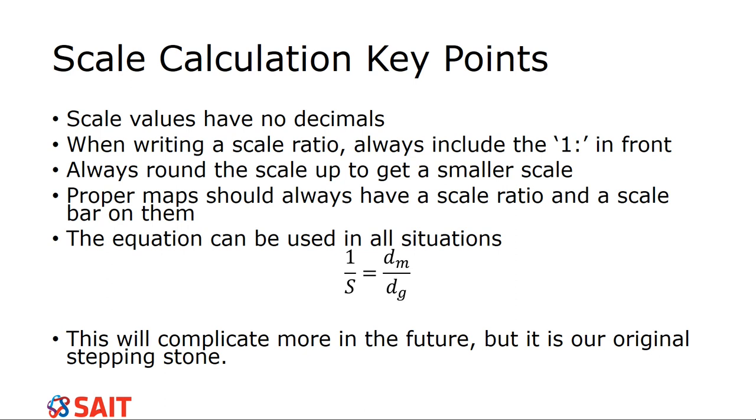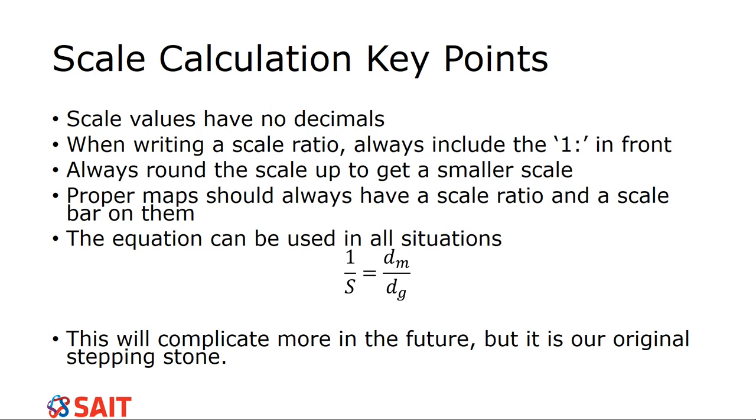As we go back to Module 1, read the instructions. Again, it just depends on the style of online question. If it was on an exam and I had a short answer and you didn't give me the 1:, then it's wrong because all you did was give me a number, you did not give me a ratio. All right, then always round the scale up to get a smaller scale. So that denominator needs to go larger so that you can get a smaller scale.